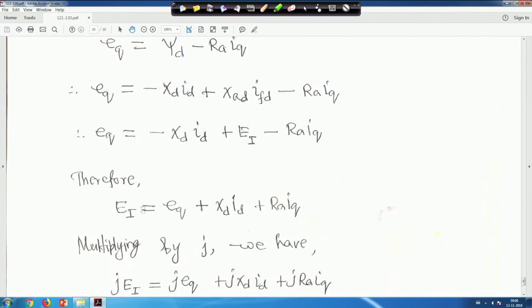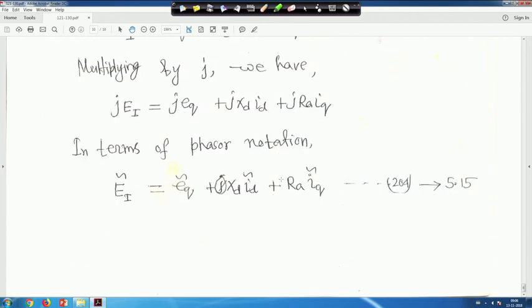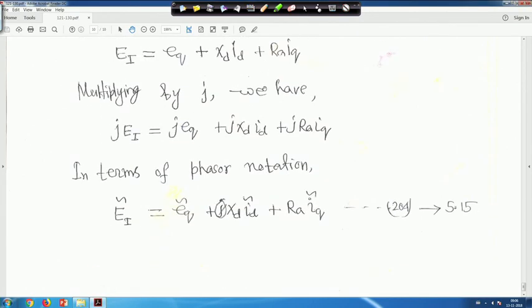Therefore, we can write that this EI is equal to EQ plus XDID plus RAIQ, right. Now, multiply both sides by J. If we do so, it will be JEI is equal to JEQ plus JXDID plus JRAIQ. Now, in terms of phasor notation, then basically it is EI. Before explanation of this one, we will go to the next page, right. So, multiply both sides by J.